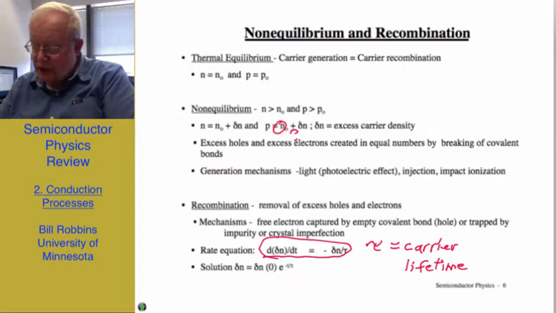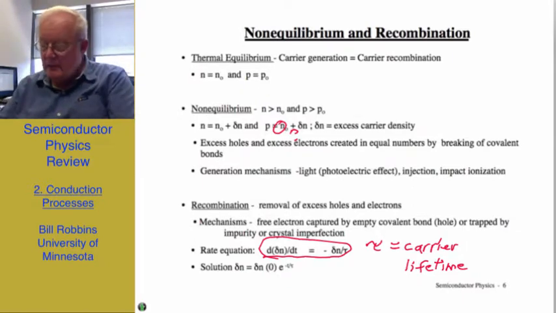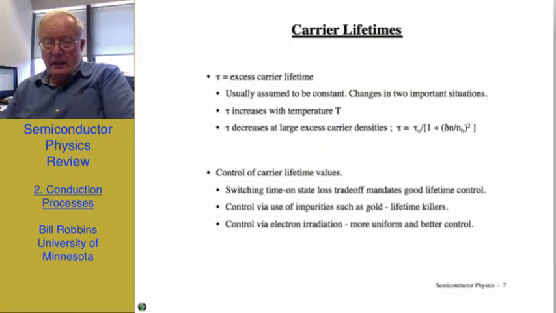Usually, in most situations, we consider the carrier lifetime to be constant and independent of changes in parameters in the silicon lattice. But there are two situations where the carrier lifetime does change that we have to consider. One is the carrier lifetime increases with temperature. Secondly, the carrier lifetime begins to decrease at large excess carrier densities.